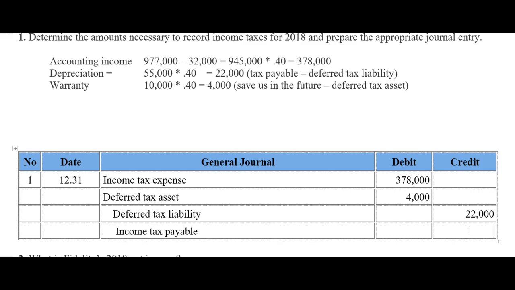Now that brings us to our income tax payable. How much do we have to pay? Well, that is $360,000. In other words, we're balancing out the entry here. Now we got that just by balancing the entry, but we could also prove it out.